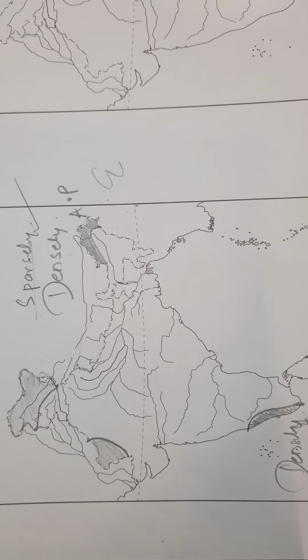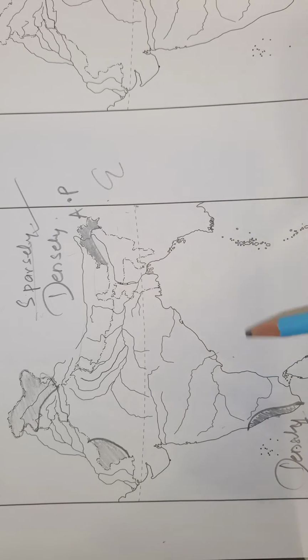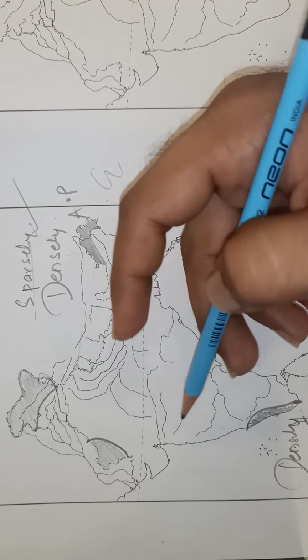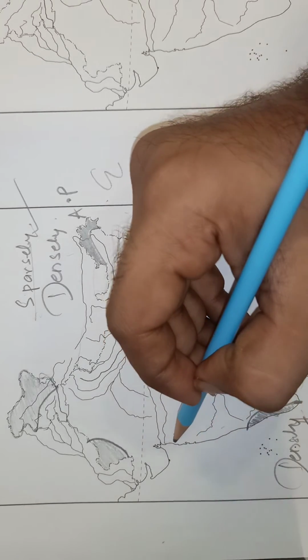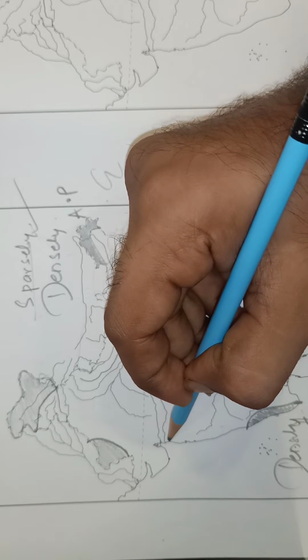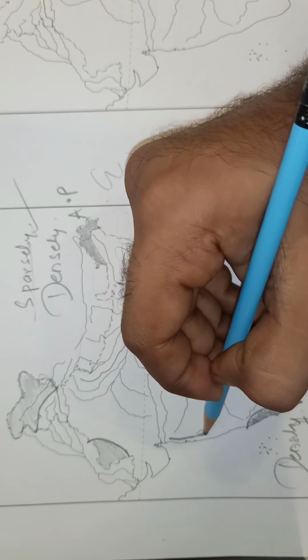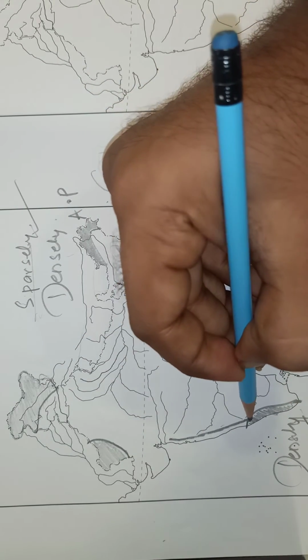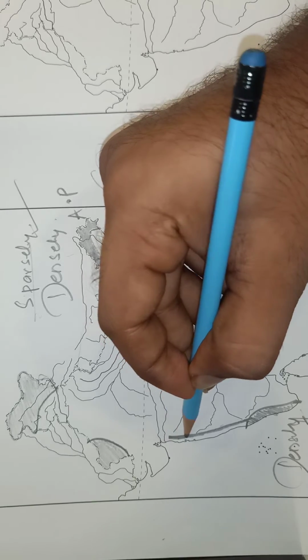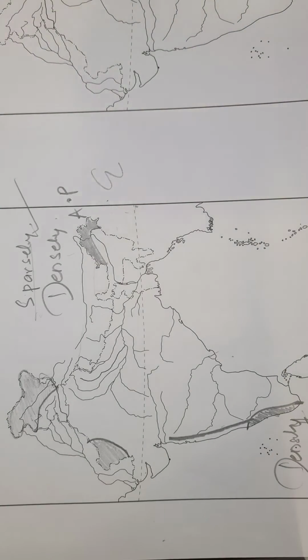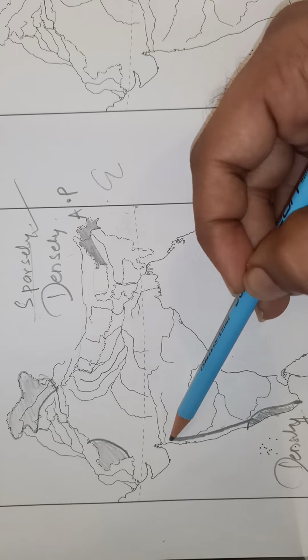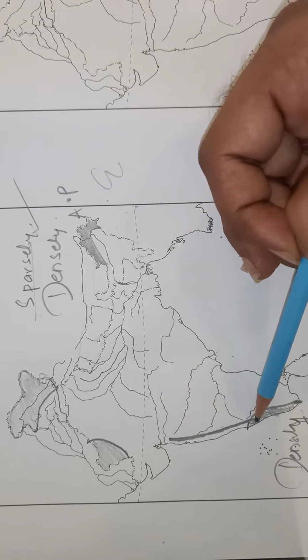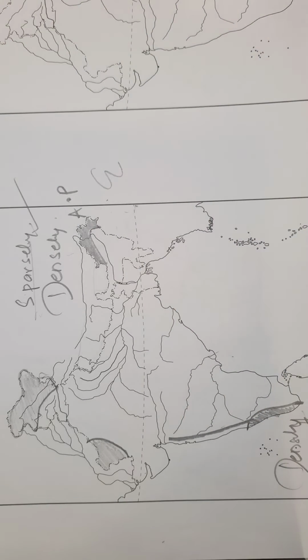Next, we will be marking all the hills and the mountains of India. First are the Western and the Eastern Ghats. These are on the west, so they are known as the Western Ghats. From where does it start? From here, and it goes up to Kerala. Starting from here, it goes up to the start of Kerala. So these are the Western Ghats.